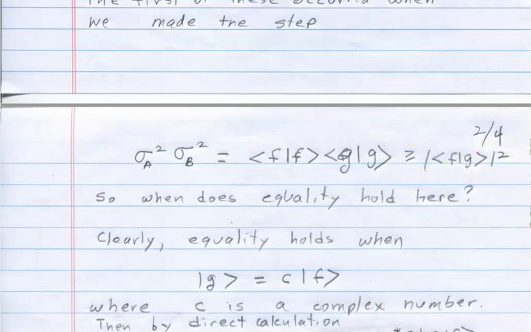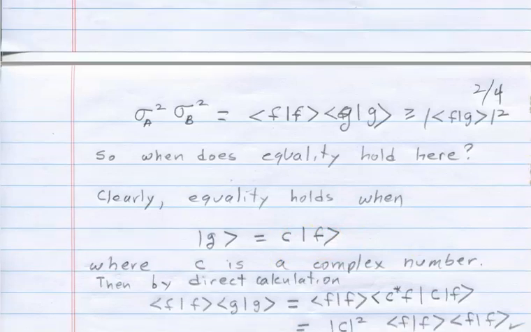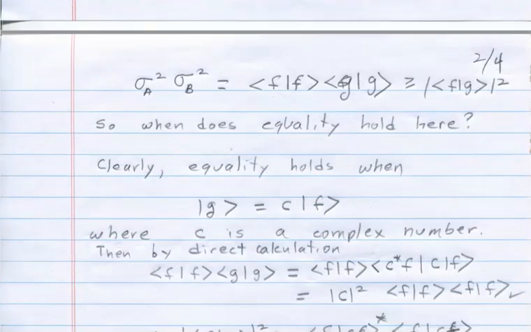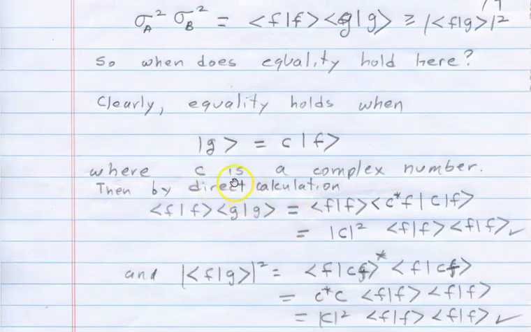I would claim it should be fairly obvious that the equality holds, the equal sign holds in this picture, when G is some complex number times F. It's just linearly dependent on F. They're not linearly independent vectors. C can be any complex number. And then you can show that equality occurs simply by doing a direct calculation.